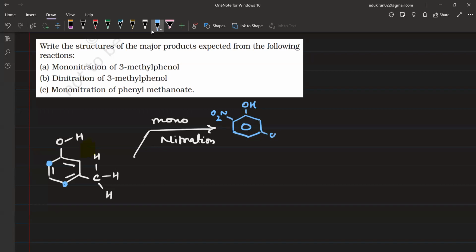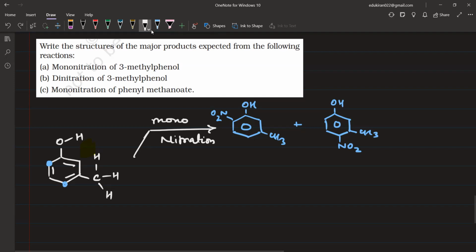OH, NO2, CH3, because I will be getting OH, CH3, NO2. Now this position was ortho to both OH and CH3. It was valid thing, but due to steric hindrance, what is happening? We are not getting any nitro product here.